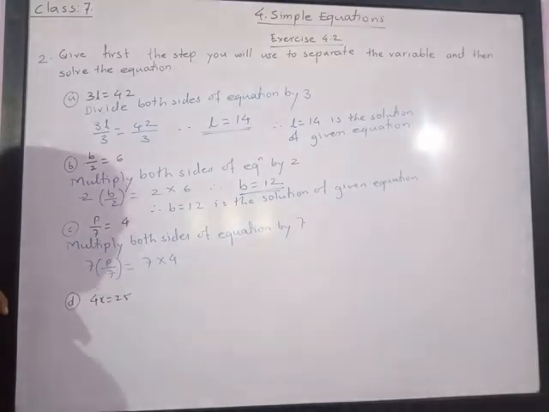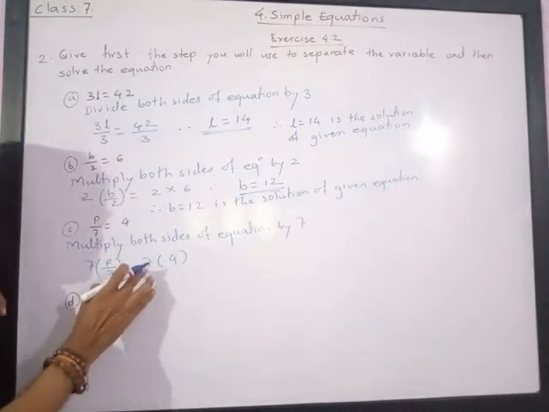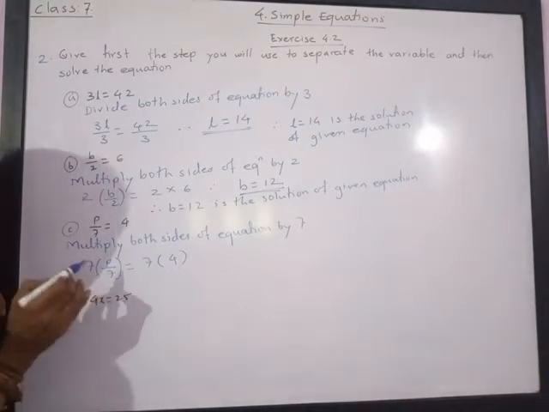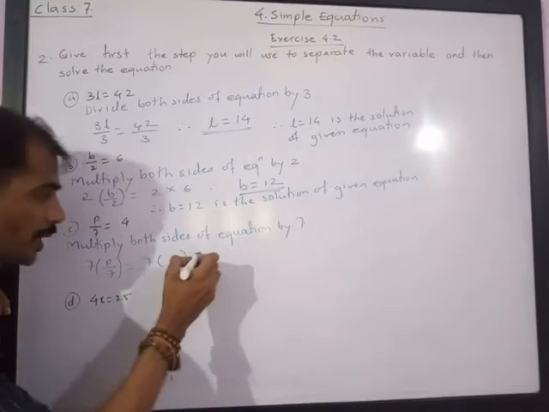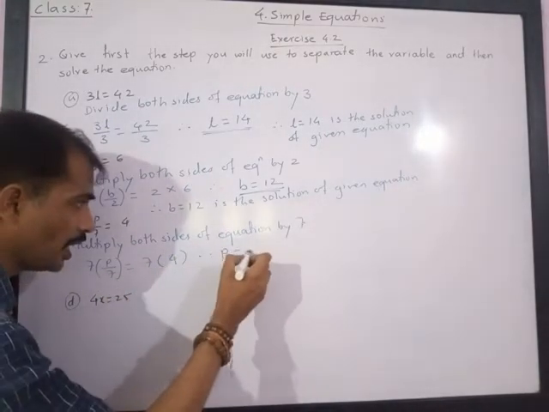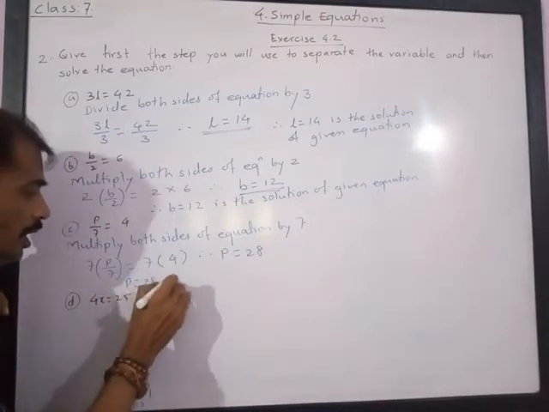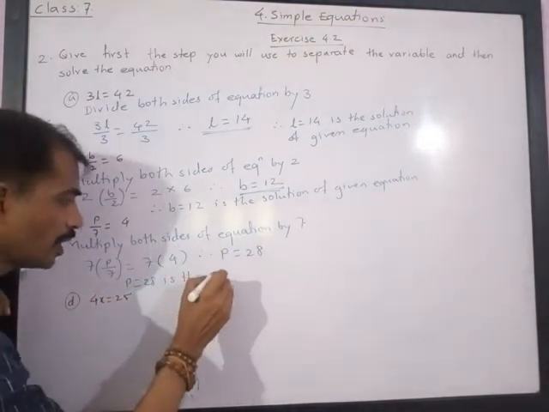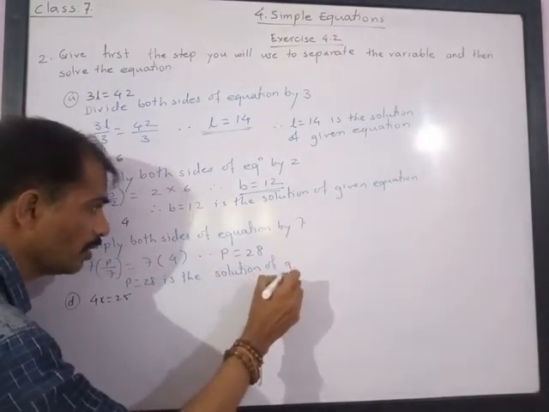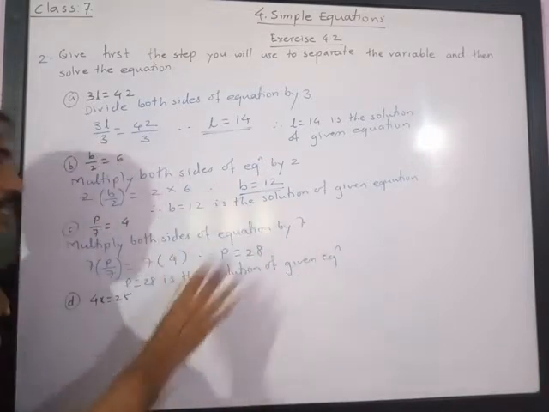This looks like x, so I request you to write multiplication in bracket form. It is 7 multiplied by 4. So 7 divided by 7 is again 1. 1p means p itself. And 7 multiplied by 4 is 28. So p is equal to 28 is the solution of the given equation.